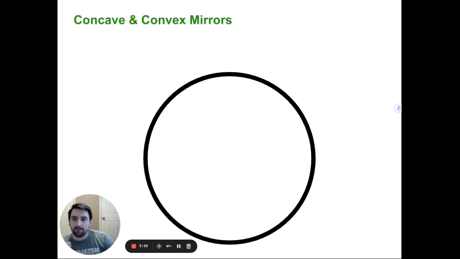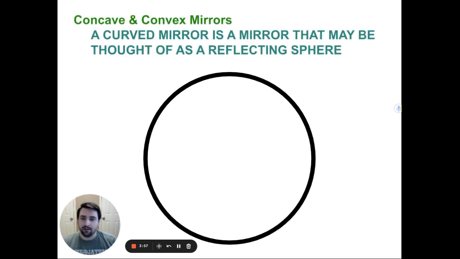What I want you to think about with these concave and convex mirrors is that they're just a reflecting sphere. So here I've got a circle, and again, imagine that this is a three-dimensional shape, but I've got a center of the circle.